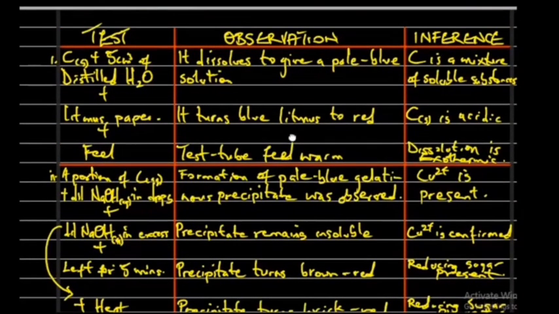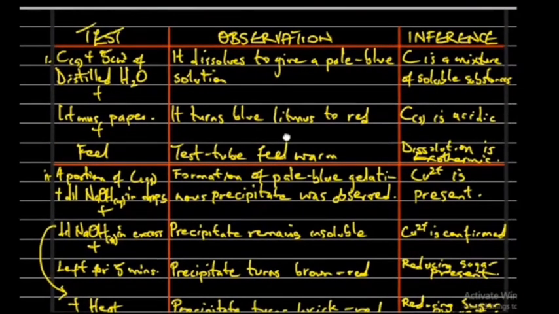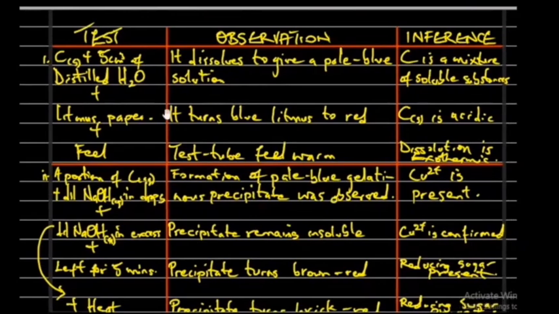Starting from the first one here, we discovered that when we added 5 centimeters of distilled water to C and tested with litmus paper, all of our sample C dissolved in the distilled water to form a pale blue solution, telling us that our mixture is a soluble substance. The litmus test turned only blue litmus paper to red, telling us that it is an acidic substance. And when we felt the test tube, it felt warm.